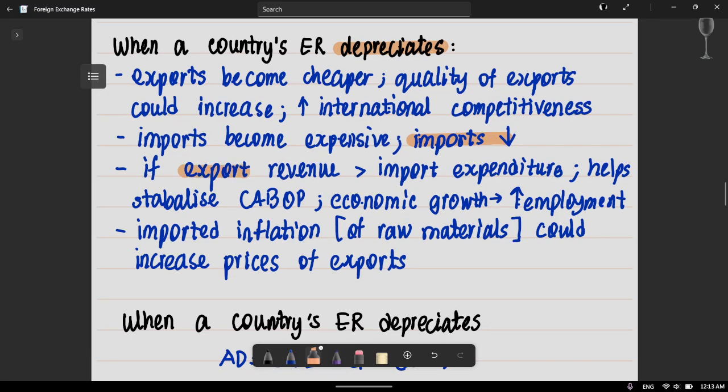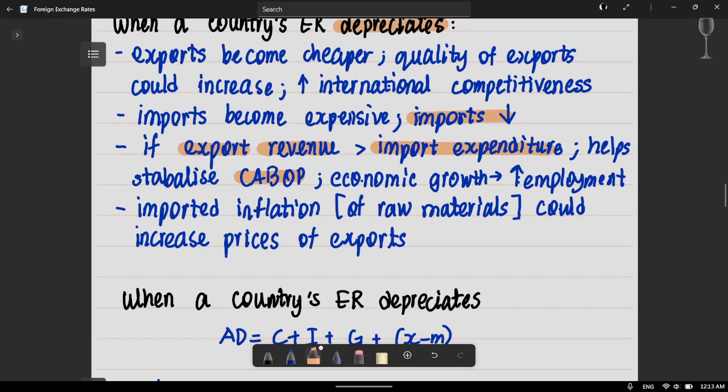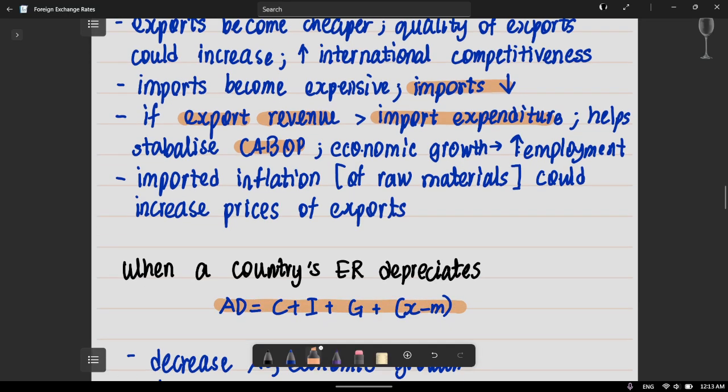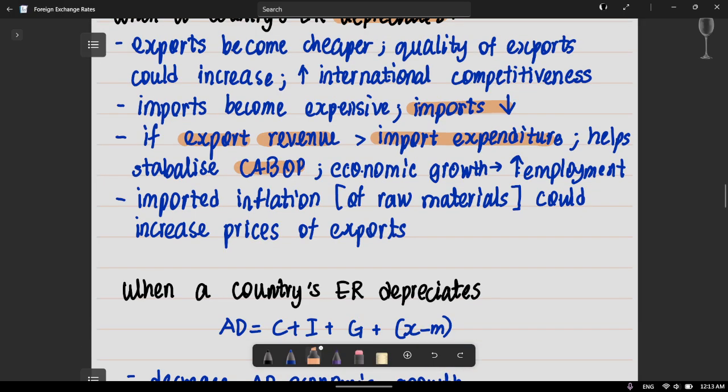Now, if export revenue is greater than import expenditure, this helps stabilize the current account of the balance of payments, which could lead to economic growth, which could lead to employment, and you could basically use this formula to talk more about that.